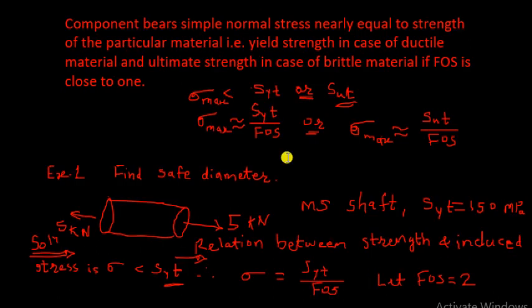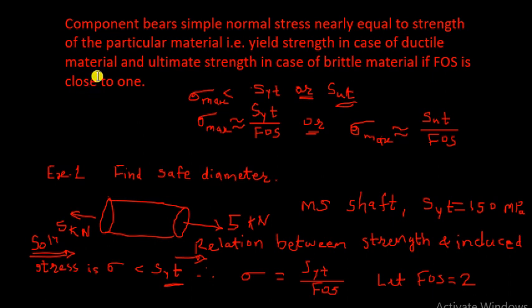We just have to find the difference between the complex and simple loading conditions. In simple loading, the component bears a simple normal stress nearly equal to the strength of the particular material if FOS is 1. We use yield strength for ductile material and ultimate strength for brittle materials, if FOS is 1.